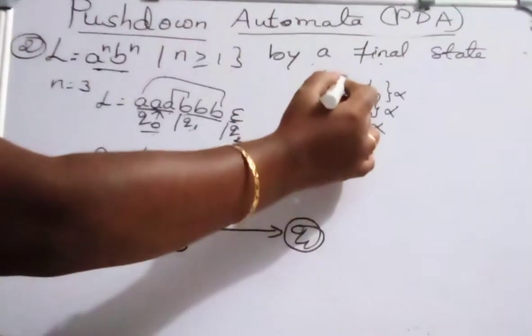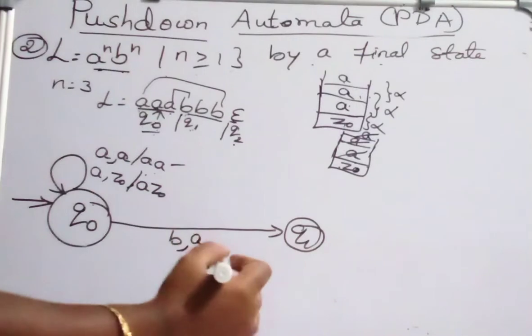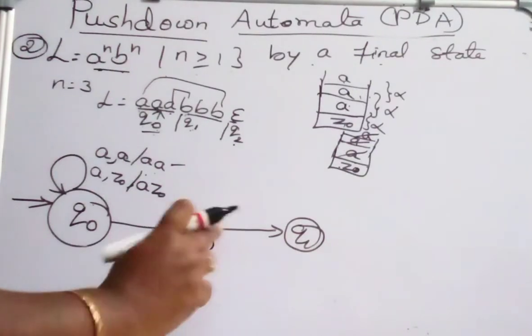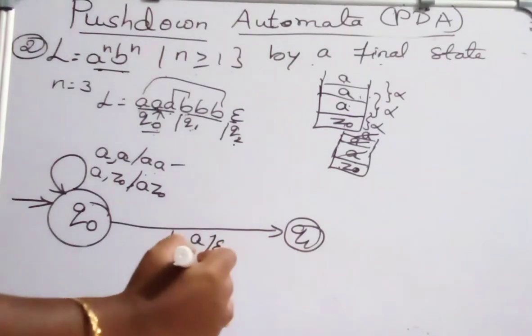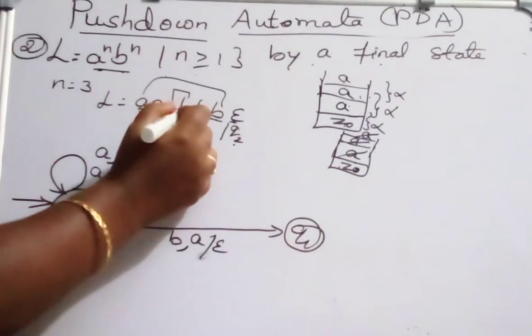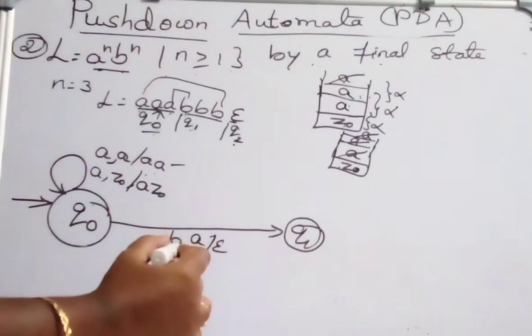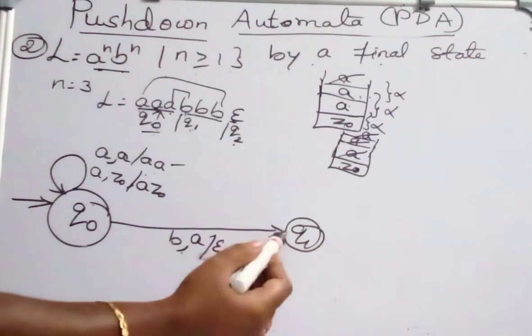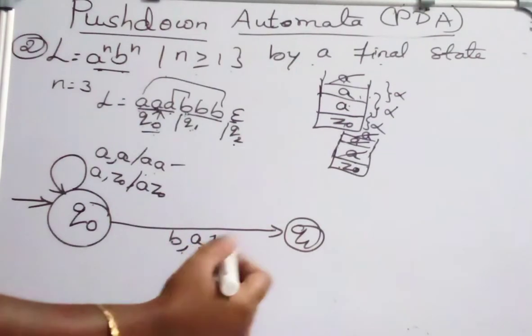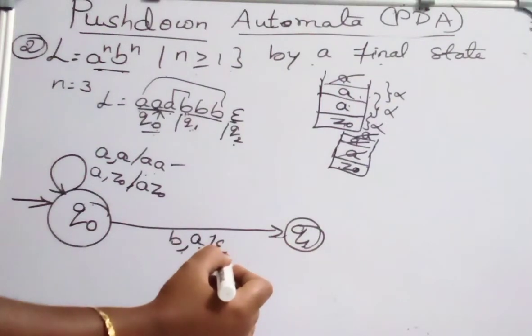And what will be the top of the stack at that point? The top of the stack will be A. So what should it do? It should pop. How do we represent the pop operation? Pop is represented by the symbol epsilon. So whenever it finds B, it will delete one A from the stack. So it moves from Q0 on finding B, when the top of the stack is A, to the state Q1 by deleting A, that is epsilon.